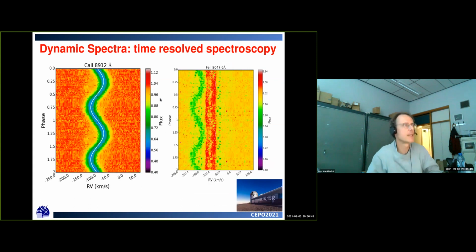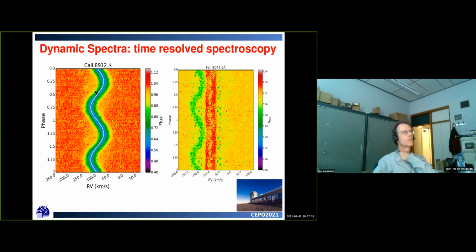So for the next part of my slides, I will really focus on the interaction, using the companion as a probe. In order to do so, I will have to introduce a few diagnostic plots. So this is time-resolved spectroscopy. That means that we can fold everything on the orbital phase. Typically, we show 2 cycles, and one X line is a spectrum.